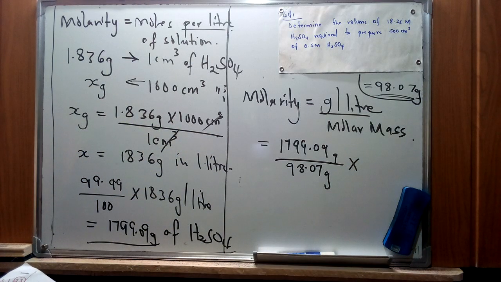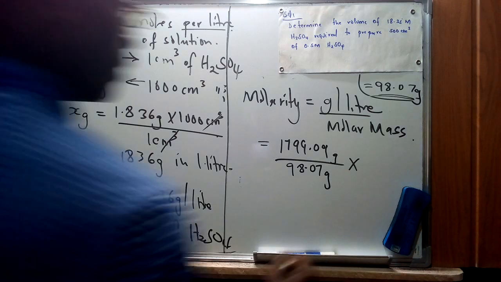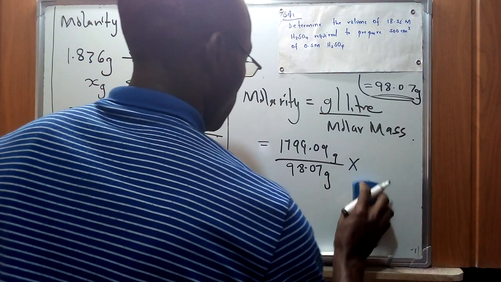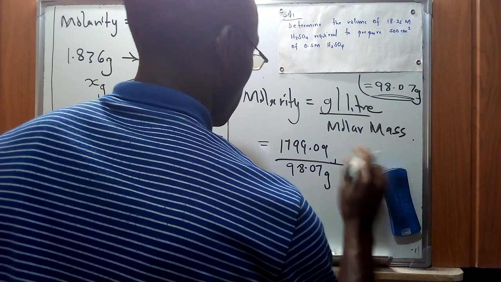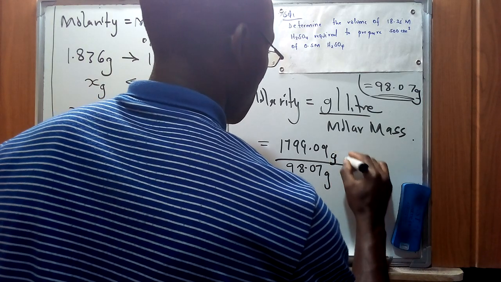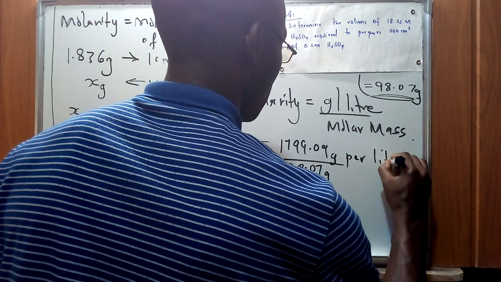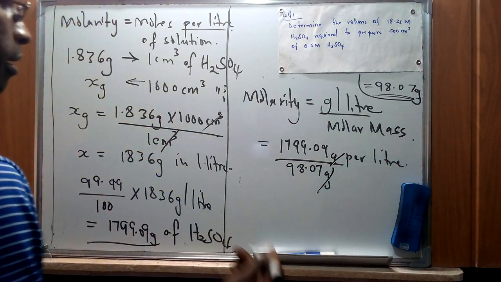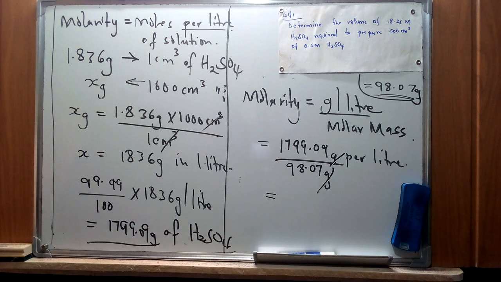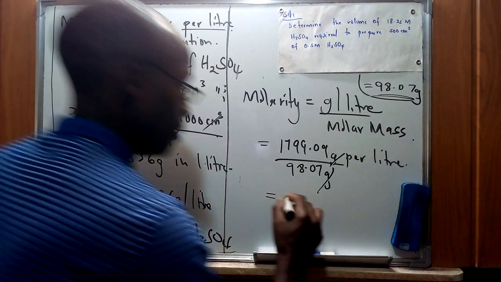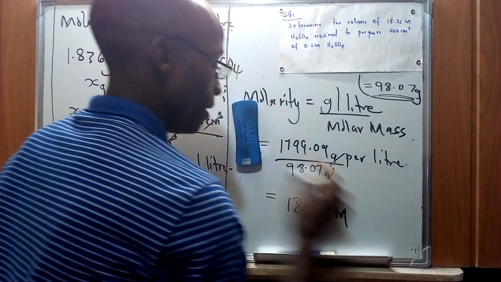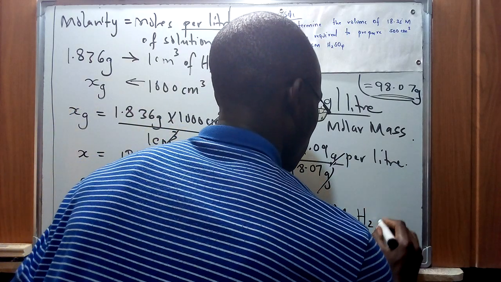So this is going to give us what we call the molarity. The unit grams per liter is going to remain per liter, which is the molarity. So molarity is going to be 18.34 molar sulfuric acid.